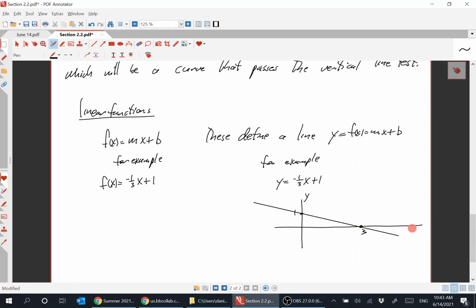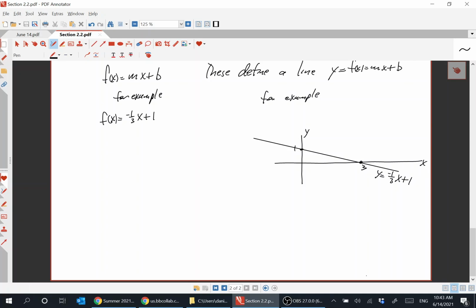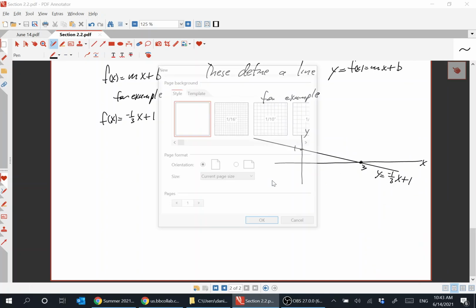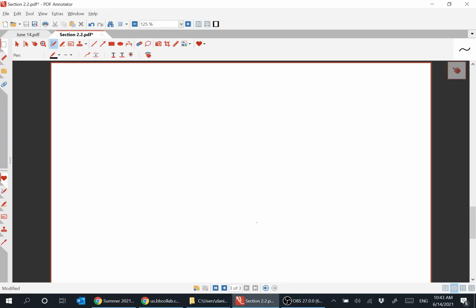There we go. So that's the x-axis, that's the y-axis, and this is y equals minus 1/3 x plus 1. So that's a linear function. And then there's some kind of standard functions that one should be aware of.